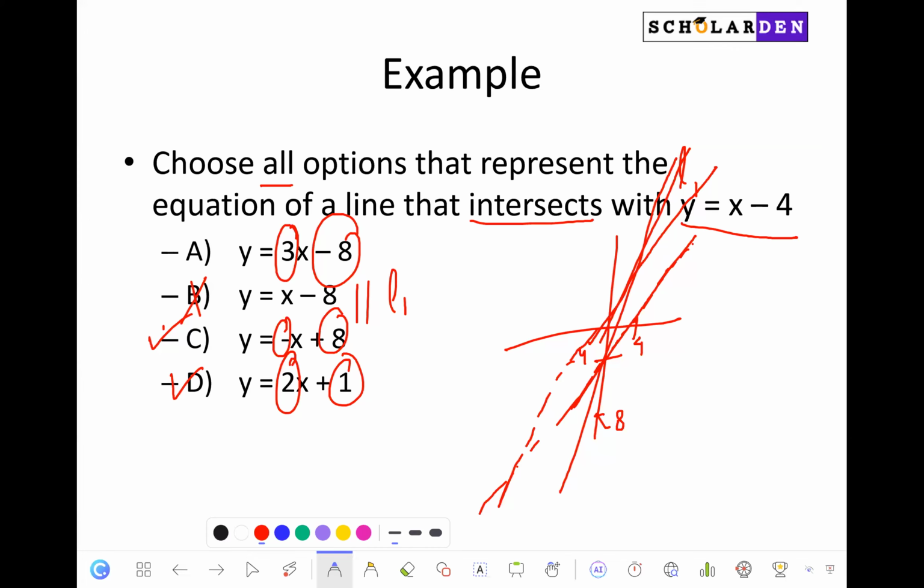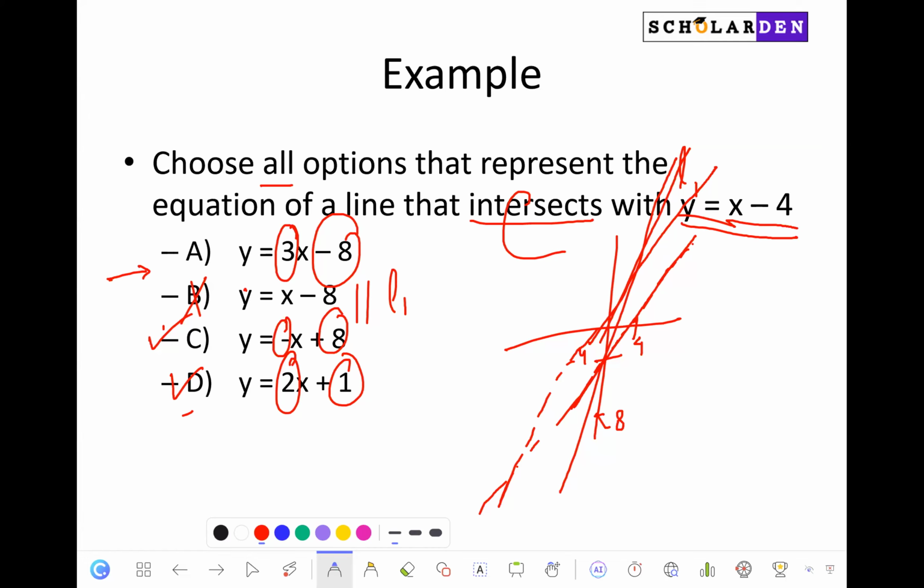So we found out that, for example, this line over here, this line B, has a slope that is the same as our line. Okay, for this particular question, yes, we understand that intersection is dependent upon the slope. But as I said, there is one special case.